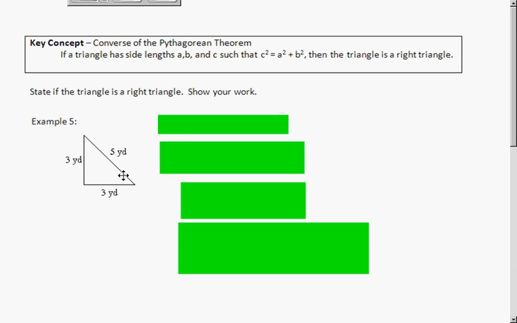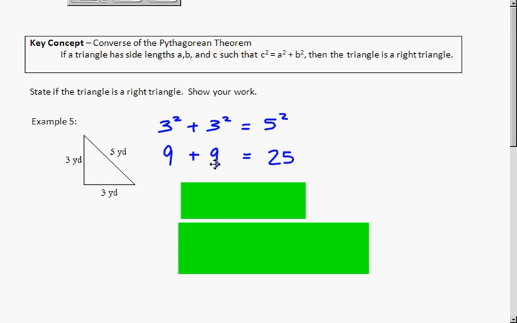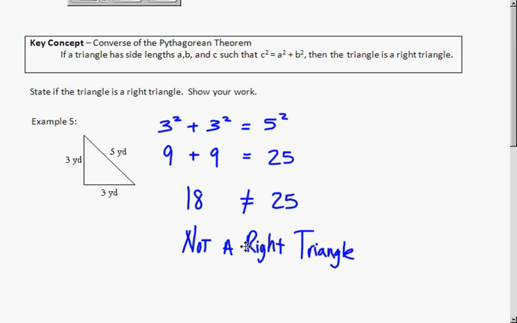So this first scenario, here would be your right angle if it is a right angle. So opposite would be side c. So we use 5 for side c. So 3 squared plus 3 squared equals 5 squared. Computation there, 9 plus 9 equals 25. 18 is not equal to 25. These are not equal. Since they are not equal, this is not a right triangle.